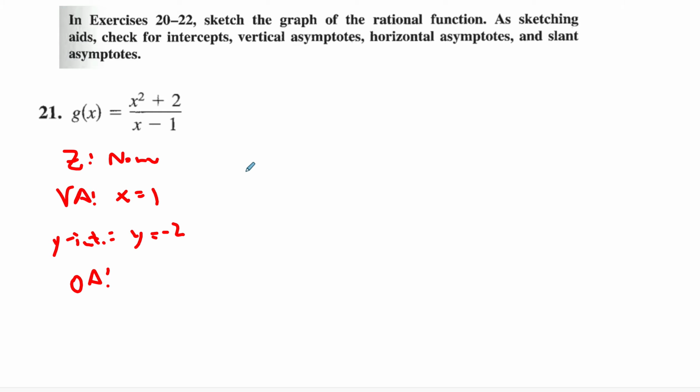So what does that tell me? It tells me that I'm going to have x squared plus 2, or 1, 0, 2, and I can do synthetic division because this is a linear factor, as long as it's divided by 1, right? 1 times 1 is 1, 1. I don't even care about the result here, but that's x plus 1. So the oblique asymptote is x plus 1.